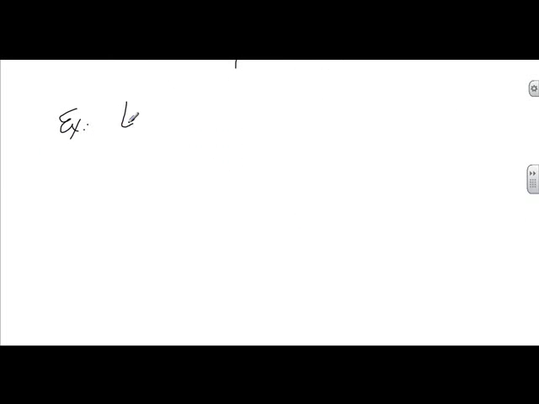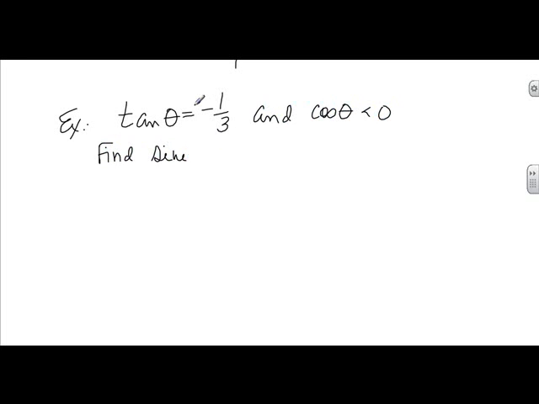Suppose we know that the tangent of some angle theta is negative 1/3. So our tangent value is negative. And the cosine of that same angle theta is negative. That's all the information we have, and we need to find the sine of angle theta and the secant of angle theta.